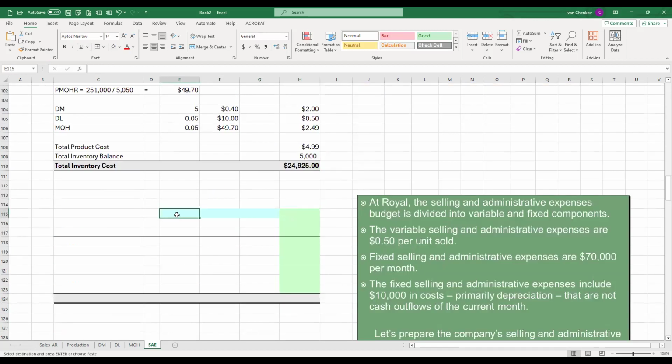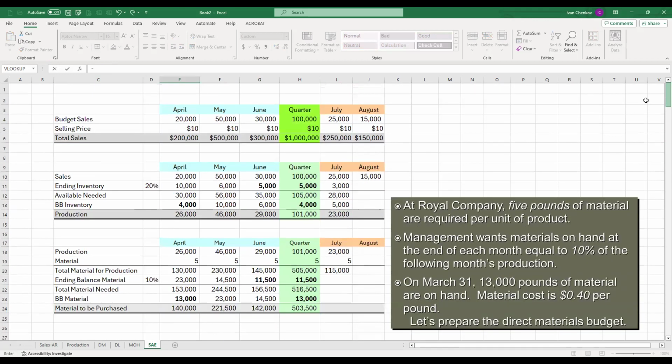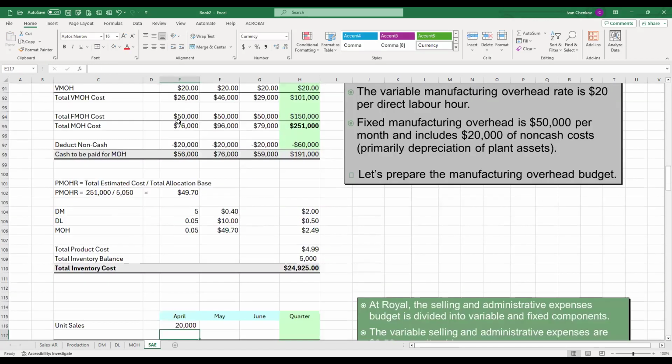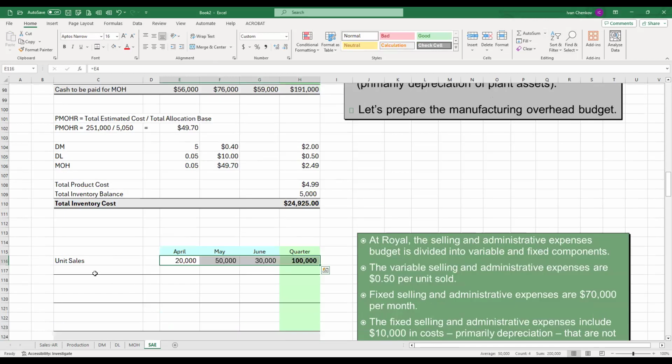Okay, so now we have our selling administrative expenses budget, which is divided into variable and fixed components. The variable selling administrative expenses are 50 cents per unit sold. So here I need my unit sales, and I'm going to get it from the sales budget all the way from the top here. We already know our budgeted sales, and if you remember, I was planning to sell 100,000 units.